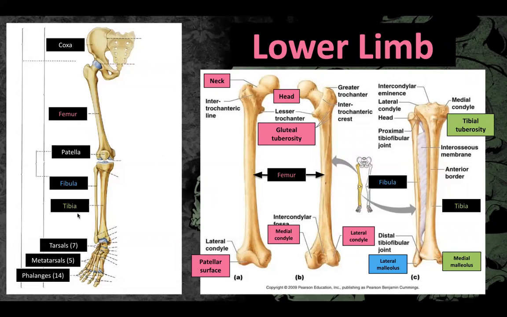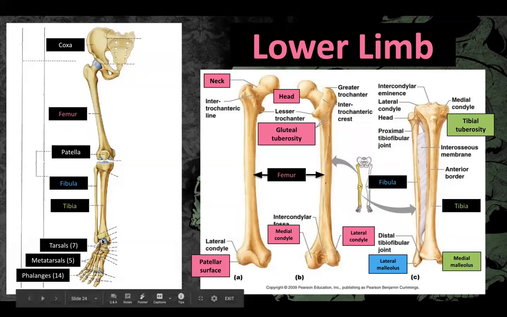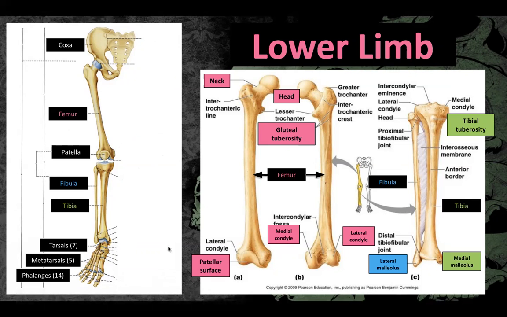And then articulating with both the fibula and the tibia at the ankle are going to be our tarsals, and then the metatarsals, which we have 5, and then the 14 phalanges. So the big difference between the hand and the feet is that despite having 5 metatarsals, just like the metacarpals, and 14 phalanges, just like the hand, there are only 7 tarsal bones. So it's only 7 ankle bones compared to the 8 wrist bones.